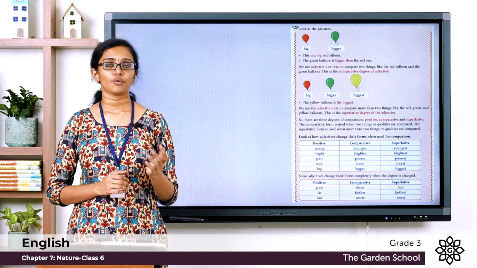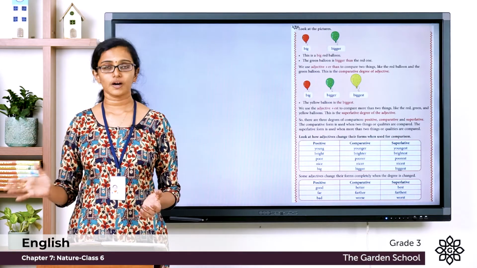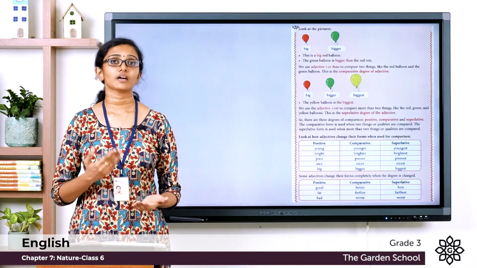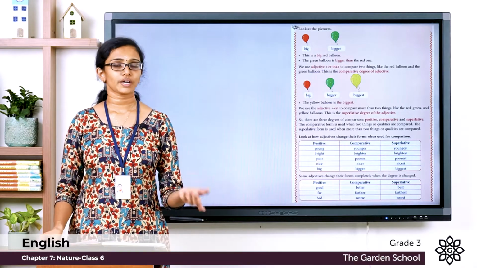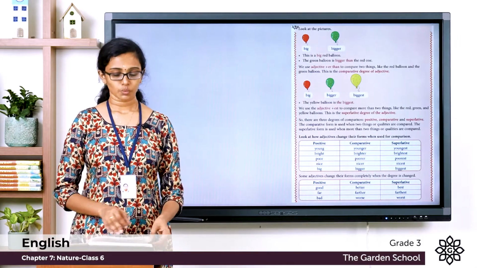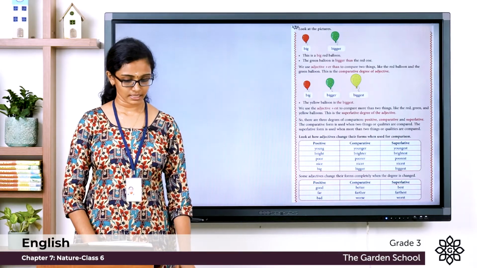Now far, farther, farthest. Bad, worse, worst. So I hope you are clear with these examples. Now with this in mind, let's move on to the next exercise.